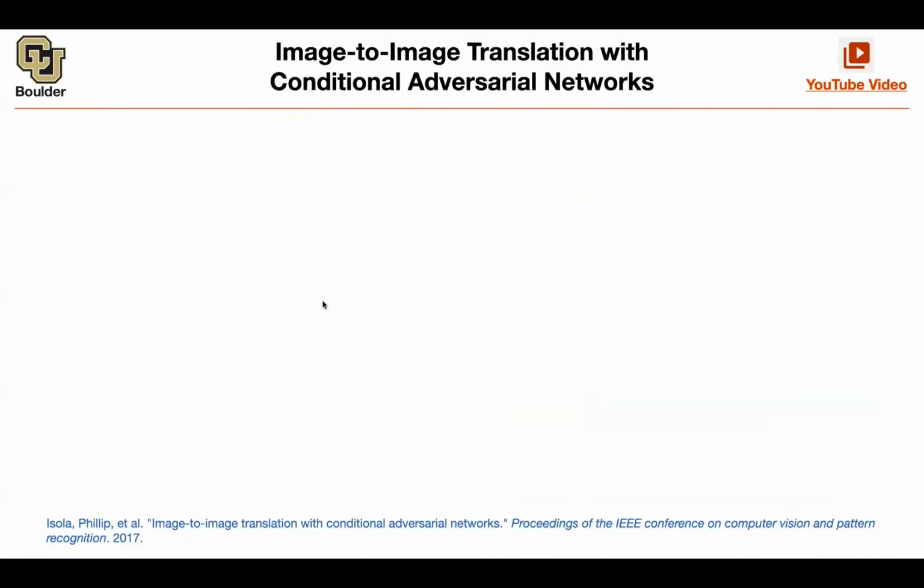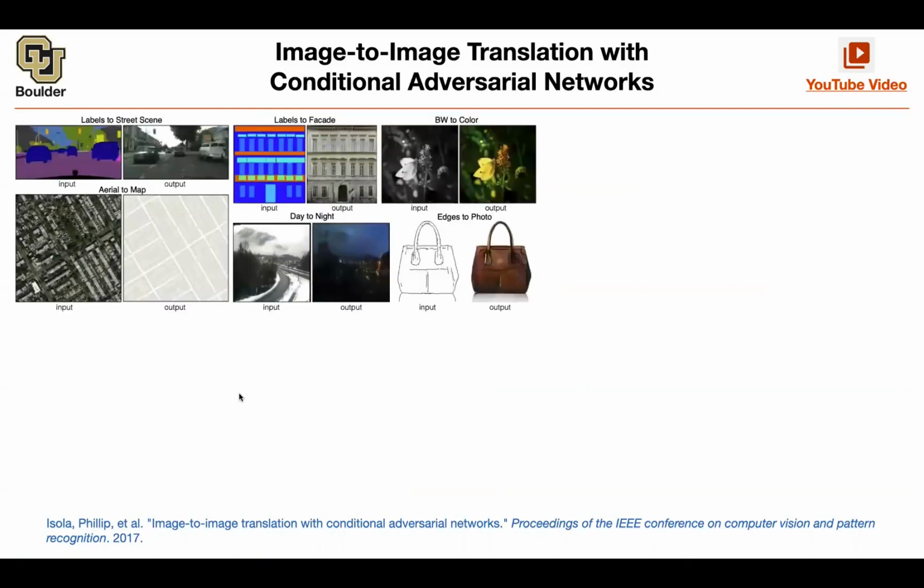Let's move on to image to image translation. This is the Pix2pix paper. The video is online. And here you are going the reverse route of segmentation. In part one of the course, we have an image as an input, and then we are doing per pixel classification. Now you are going the backward route. Given the labels, start generating images.